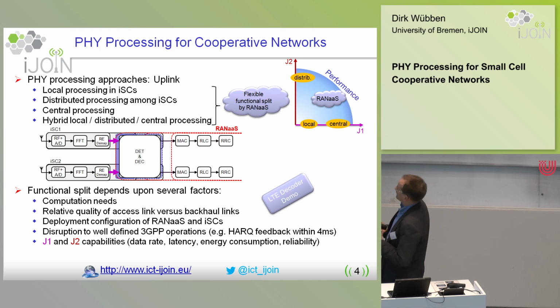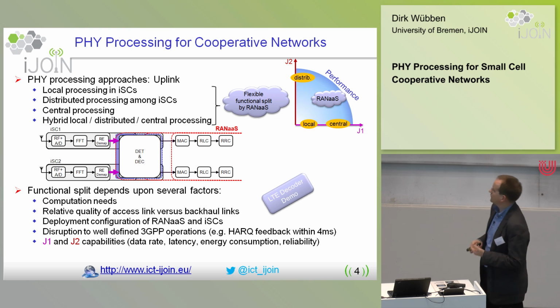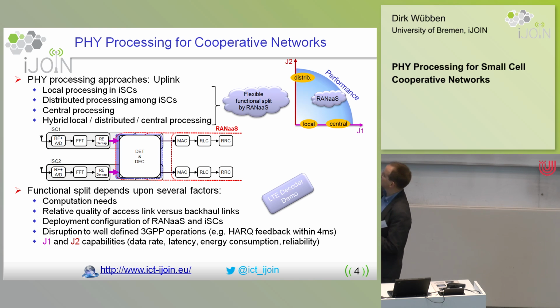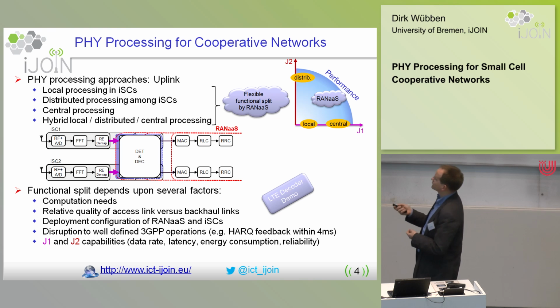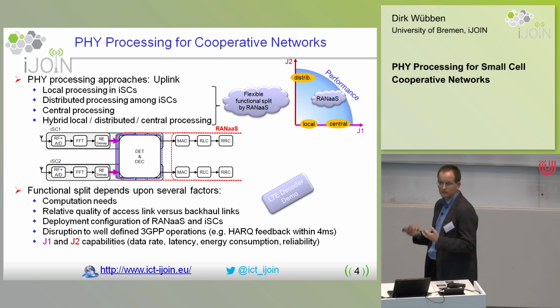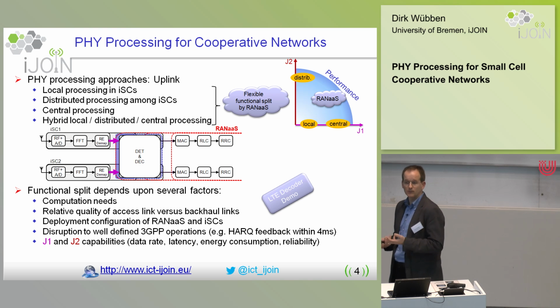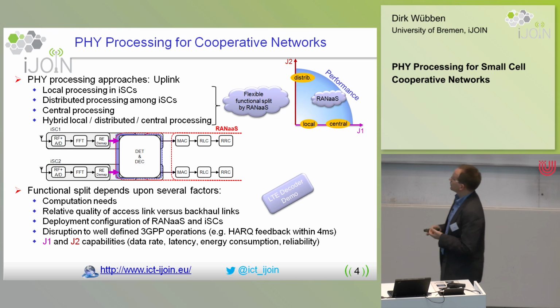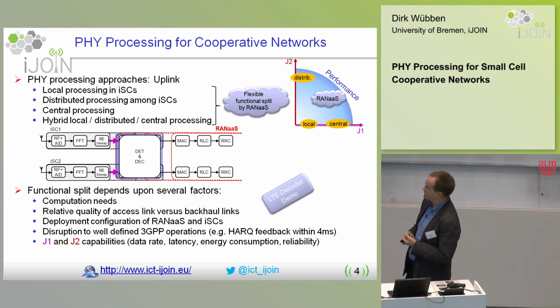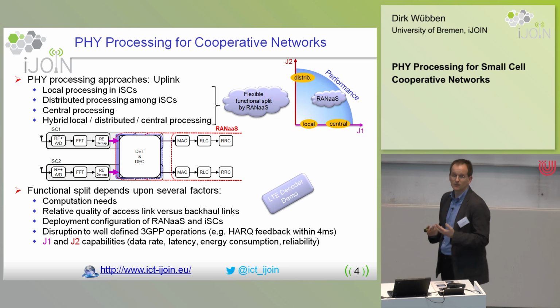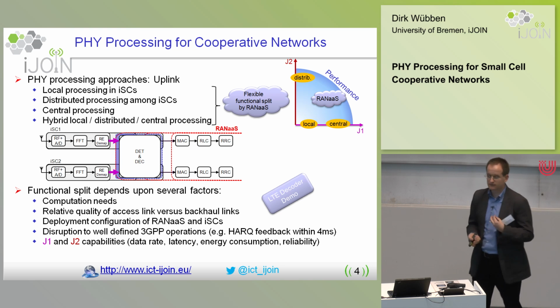In order to decide now the functional split, we have, for example, to take into account the computational needs in the ISCs, but also in the Ranas. We have to discuss the relative quality of the access and the backhaul link. So not only assuming perfect backhaul links, but also noisy backhaul links. We have to consider the deployment of the Ranas and the ISCs configuration.